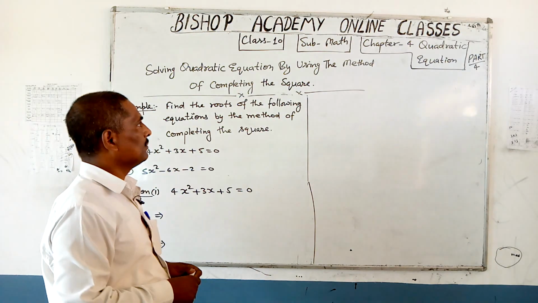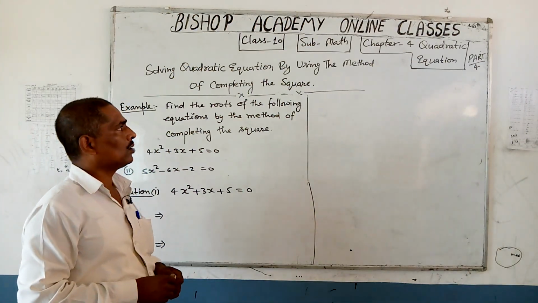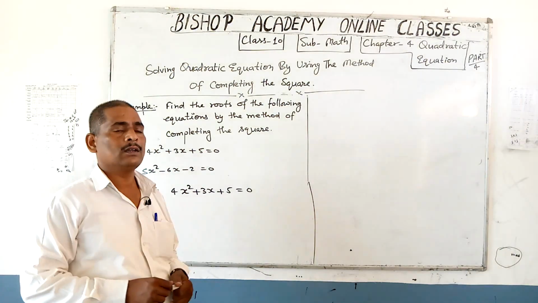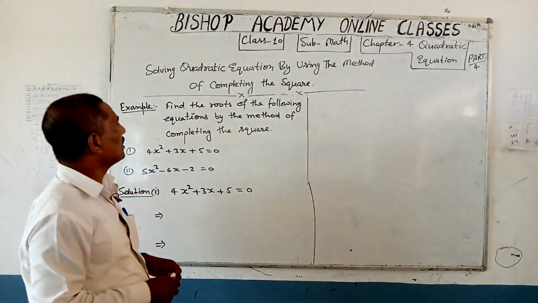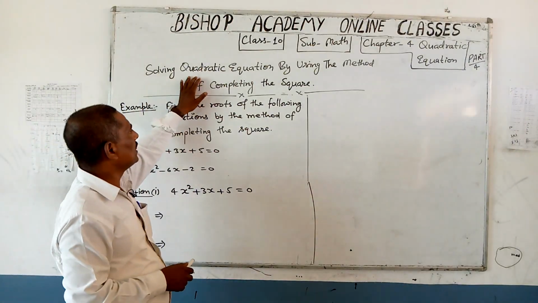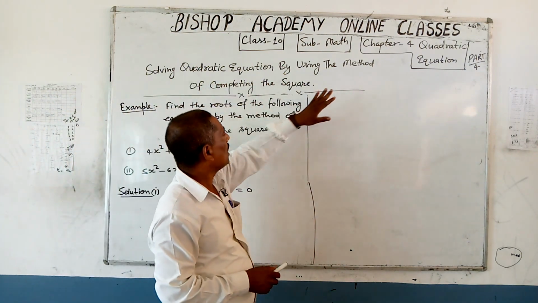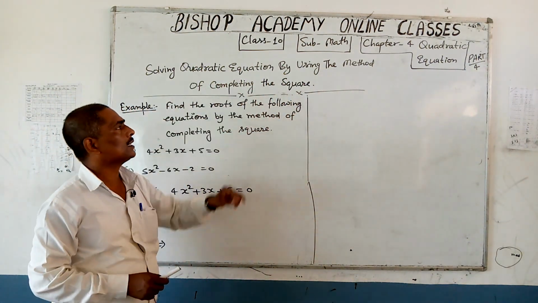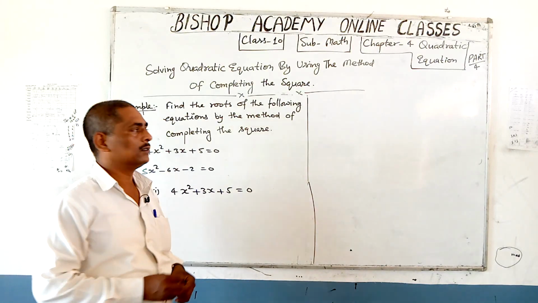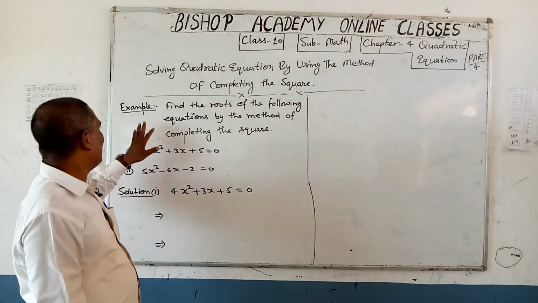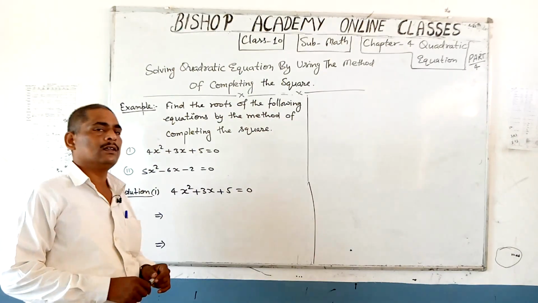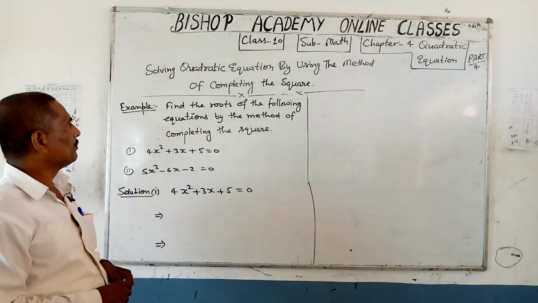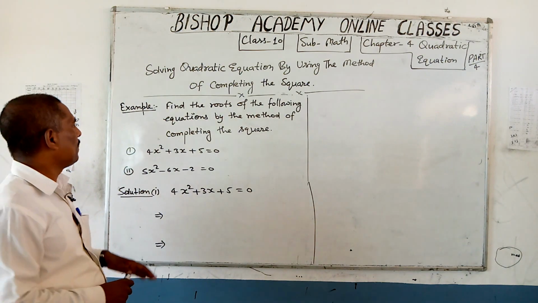Today's subject is Mathematics, Chapter 4, NCERT, Quadratic Equation, Video Part 4. Here the topic is solving quadratic equations by using the method of completing the square for class 10. Students, you have to understand in this video how to solve a quadratic equation by using completing the square.